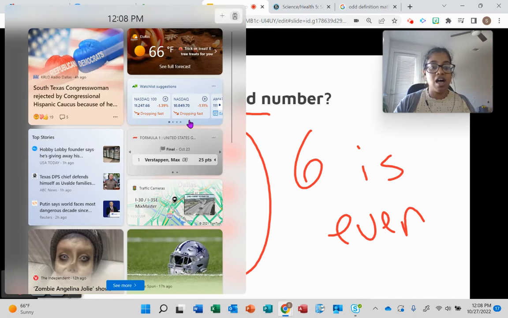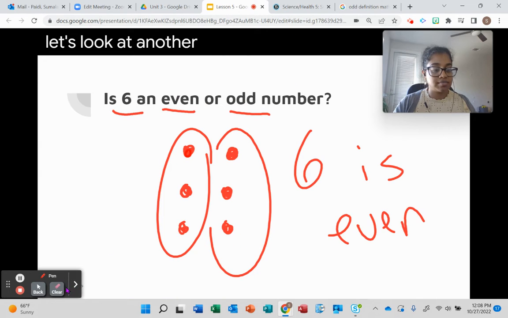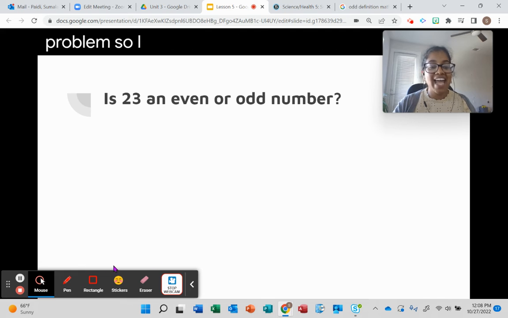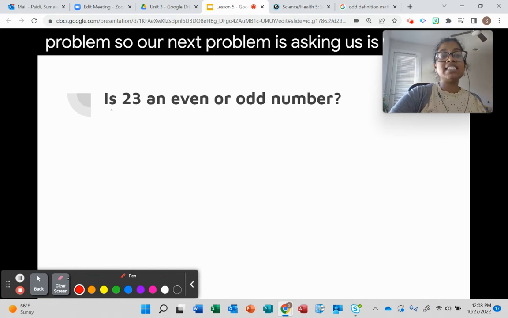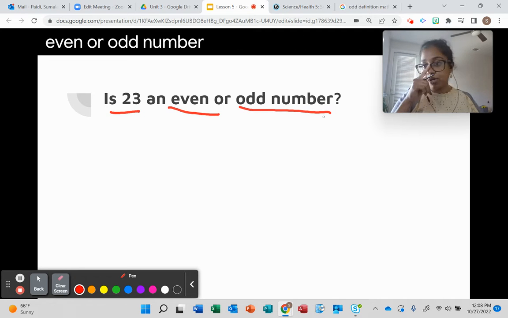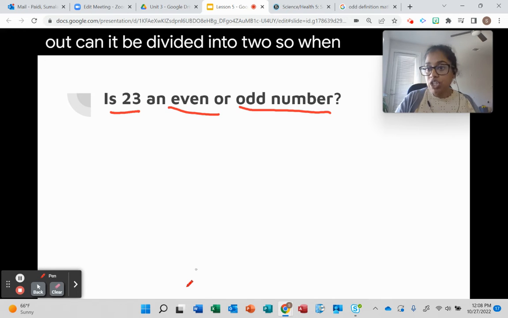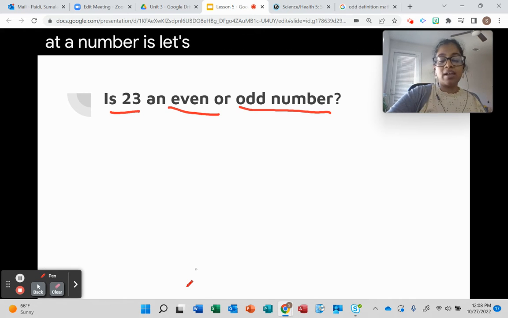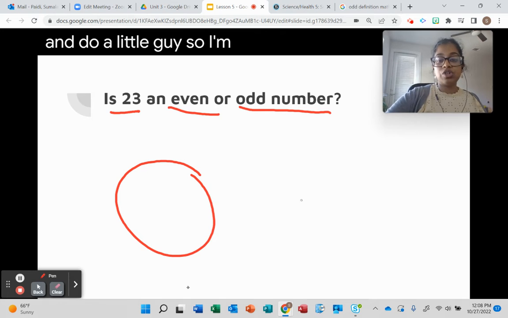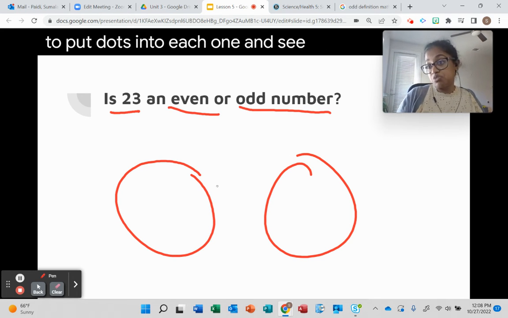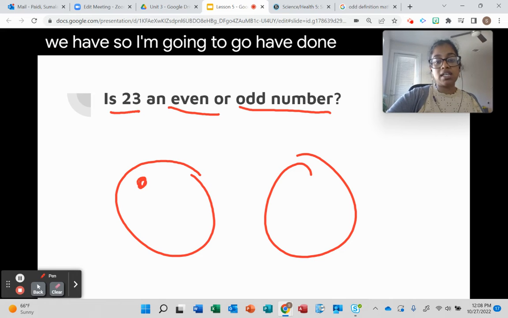Now let's look at another problem. Our next problem is asking us, is 23 an even or odd number? Remember, we have to find out, can it be divided into 2? So when we are looking at a number, let's go ahead and do those diagrams. I'm going to do a circle here and a circle here to show our 2 groups, and I'm just going to put dots into each one and see how many we have. I'm going to put down 1, and 2 there.